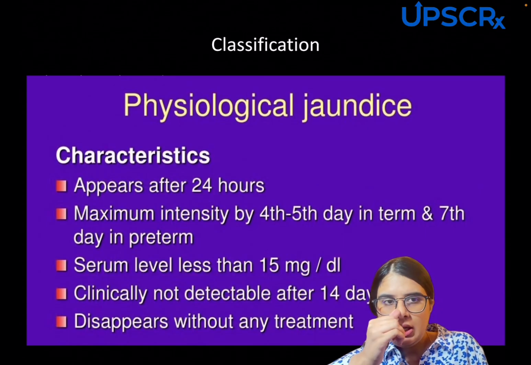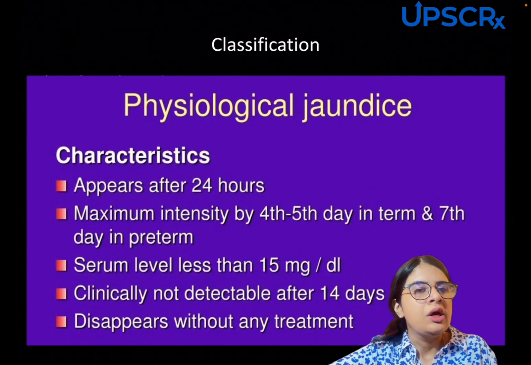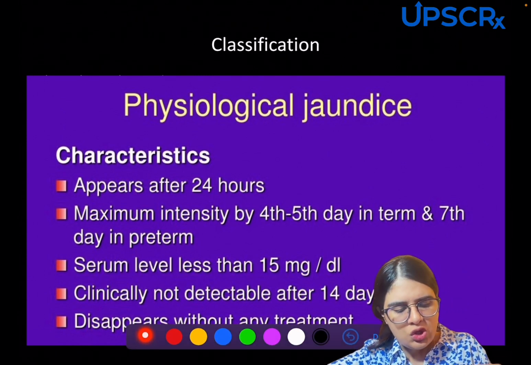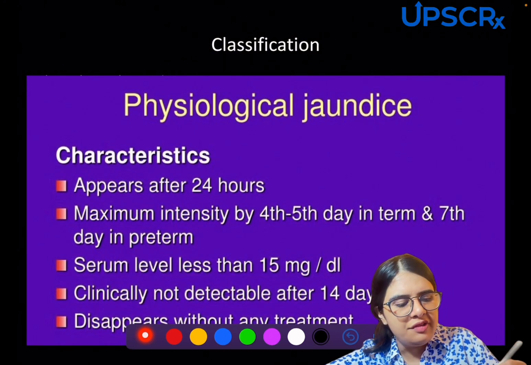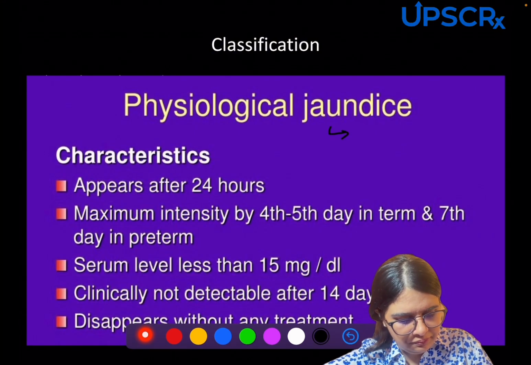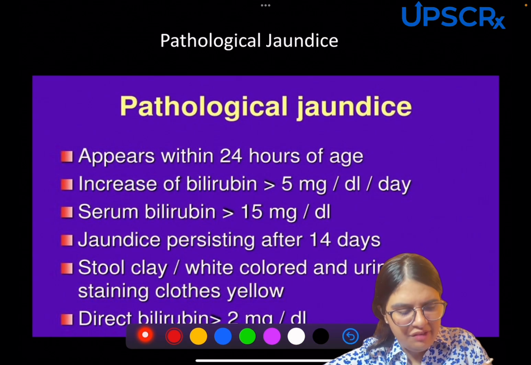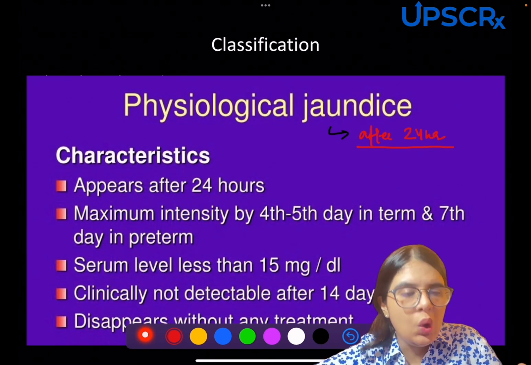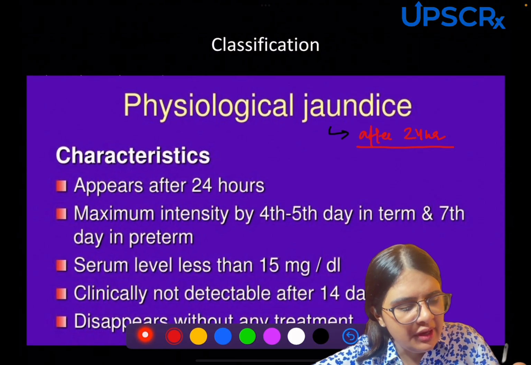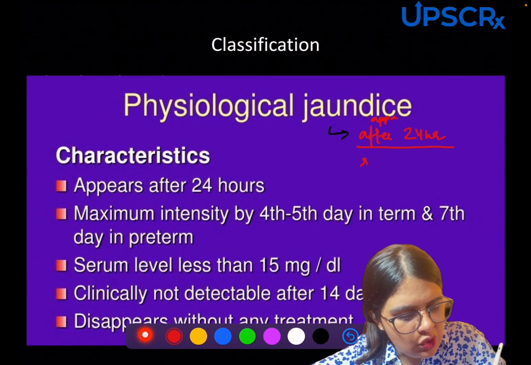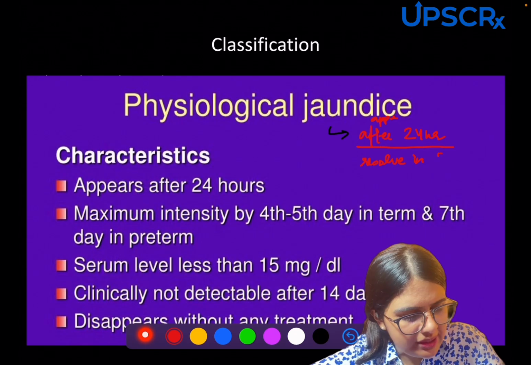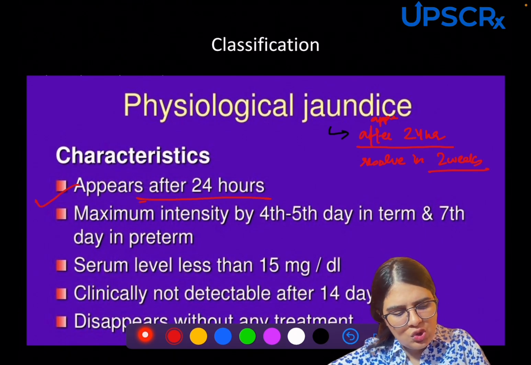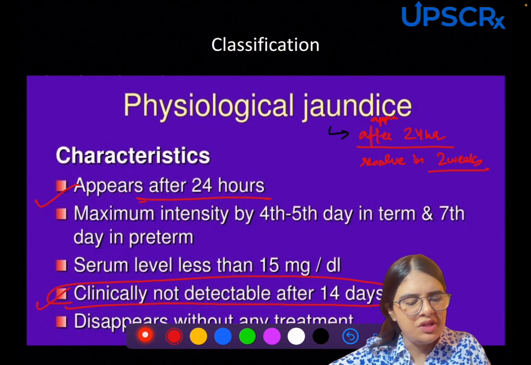Okay. Now let's see the classification of jaundice: physiological jaundice and pathological jaundice. Physiological jaundice, two or three things that you have to remember: it will appear after 24 hours, and it will resolve within 2 weeks, or within 14 days.